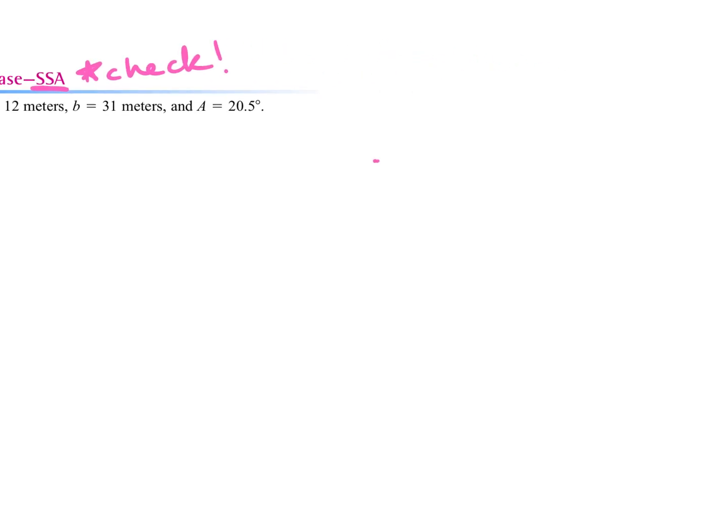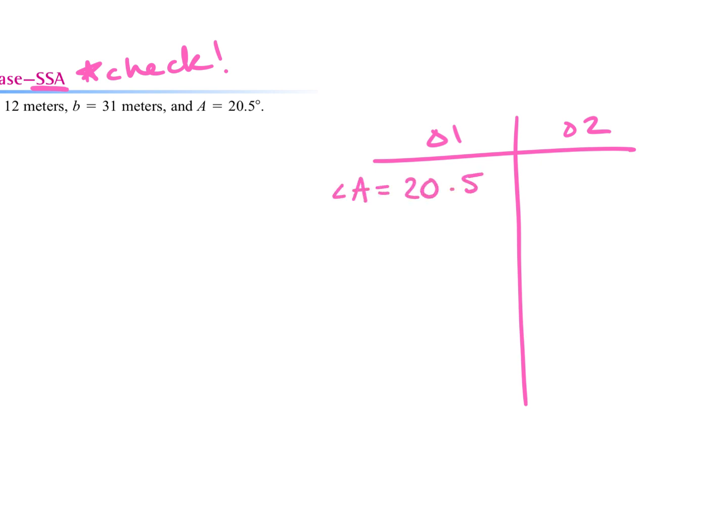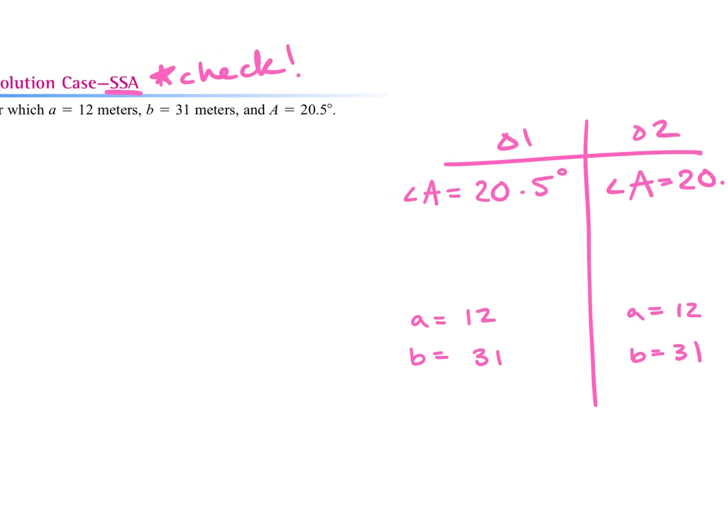So since we have to check, I'm going to start with my little table here just to be organized with our work. We have triangle 1 and triangle 2. The angle that's given is going to be my first thing, so angle A is 20.5 degrees. It's going to be the same in both triangles, 20.5. And then side A and side B are also given. So A is 12 and B is 31. So this is going to be the same in both triangles. We just start with our given. What do we have to find next?